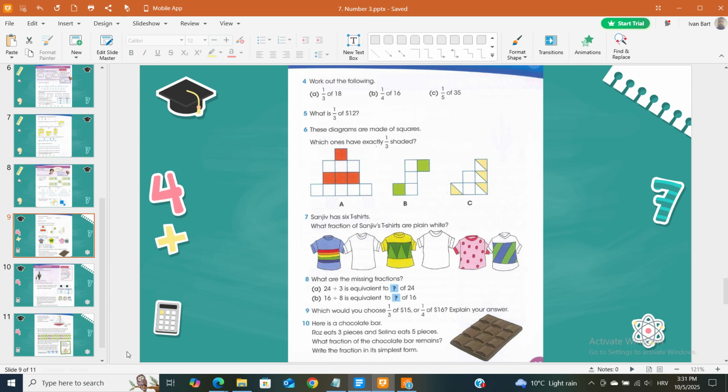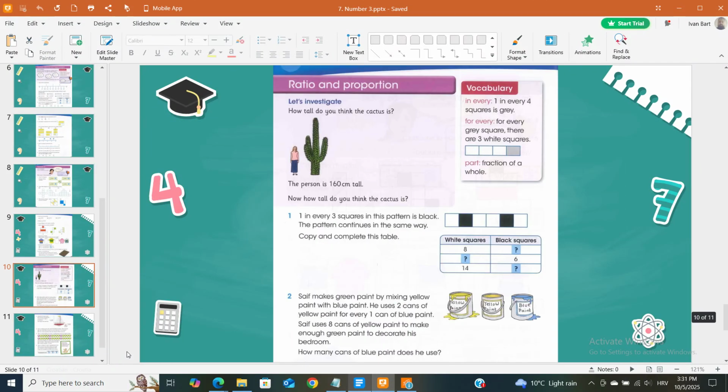Ratio and proportion. Let's investigate. How tall do you think the cactus is? Vocabulary: in every. 1 in every 4 squares is gray. For every gray square, there are 3 white squares. Part, fraction of a whole. The person is 160 centimeters tall. Now how tall do you think the cactus is?